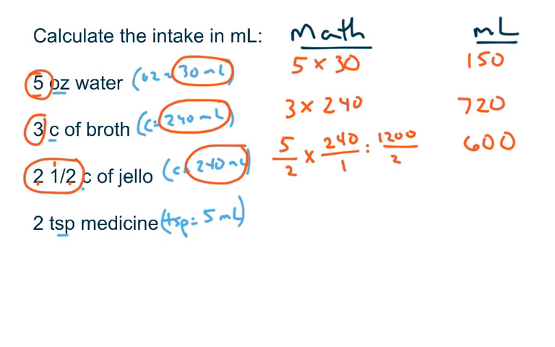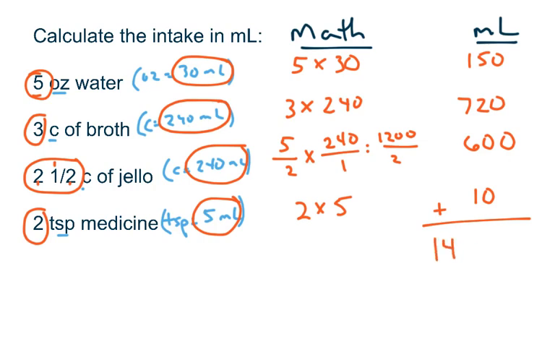Okay? Last one, I take the amount they give me times my milliliters. So I'm going to take the 2 times the 5, and I get 10. Okay? Last step, I'm going to add everything up. So let's see, I have 150 plus 720 plus 600 plus 10, and I have 1480. And again, assuming I did everything correctly. And don't forget to always put your unit with it.